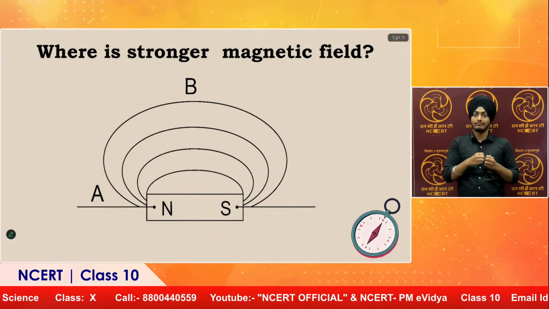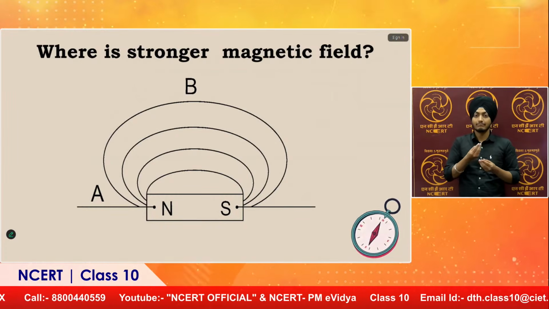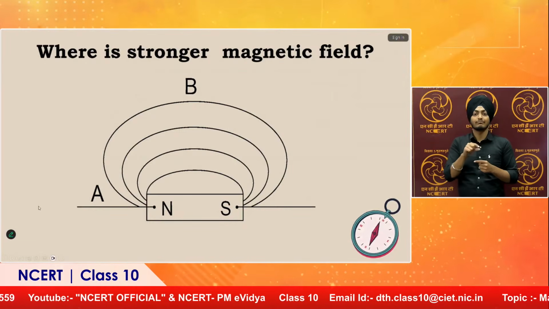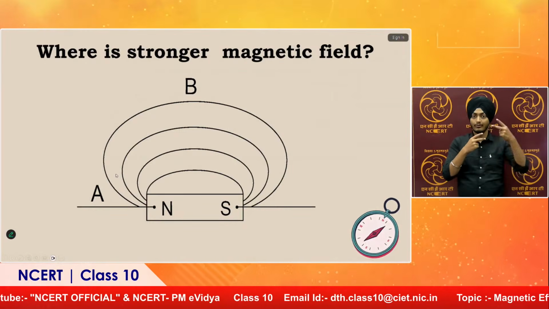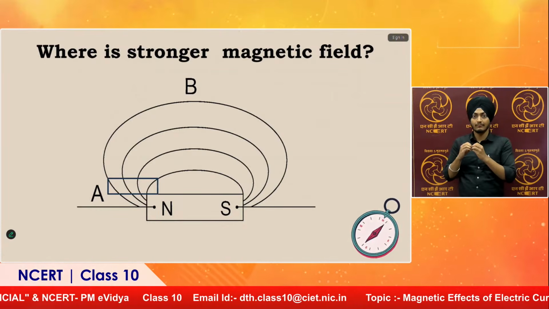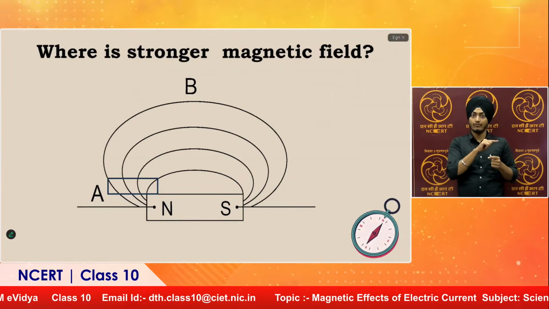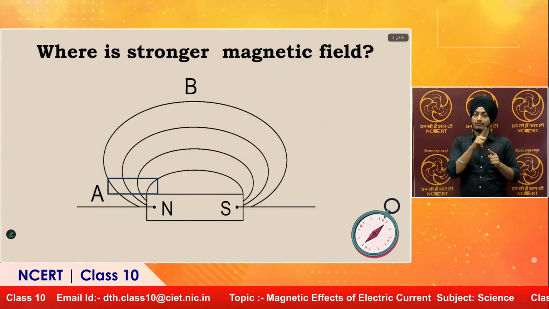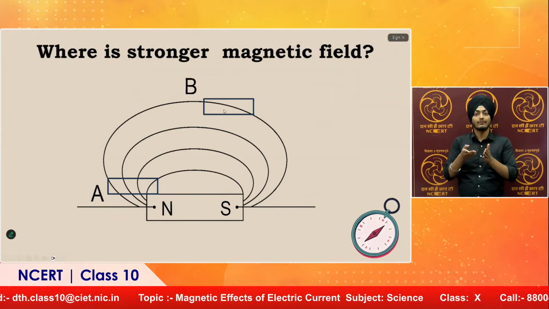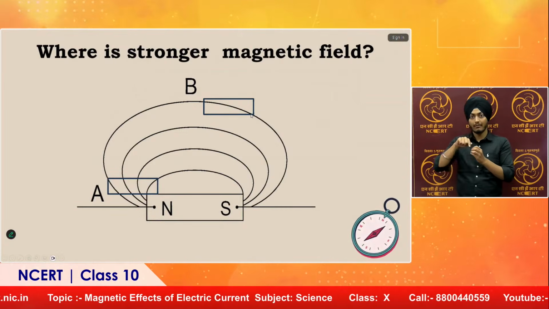Now look here, this is a magnet and some magnetic field lines are drawn here. Here there are 2 points A and B. If I take an area and place it at the point A, it covers 4 lines. That means 4 lines are passing through that area. If the same area I keep near B, only 1 line is passing through the area.